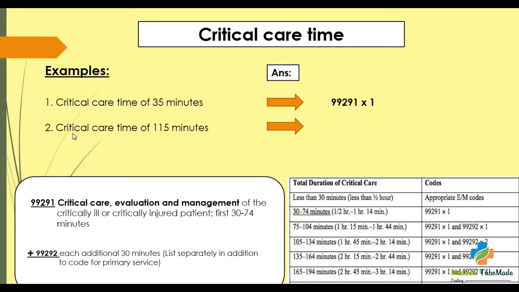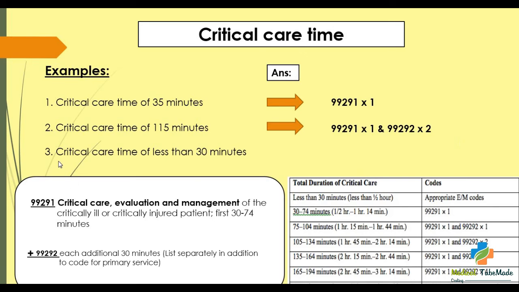Then the second example is a critical care time of 115 minutes. So 115 minutes means, focus on the table and find the answer. The answer will be 99291 times 1 unit and 99292 times 2 units. The same you can find in the table also. 115 comes under 105 to 134, in between 115 is coming. So our coding will be 99291 with 1 unit and 99292 with 2 units. Whenever you are using the table, it's very clear to assign the accurate code.